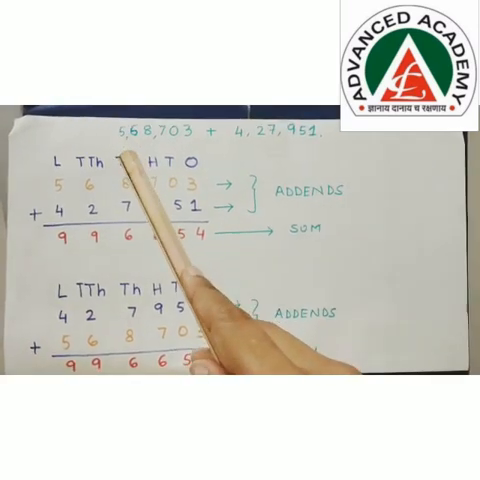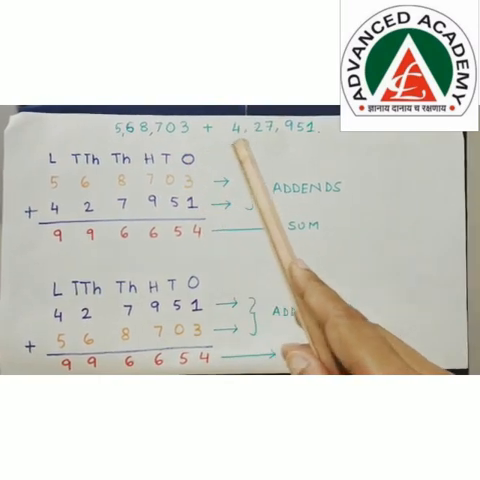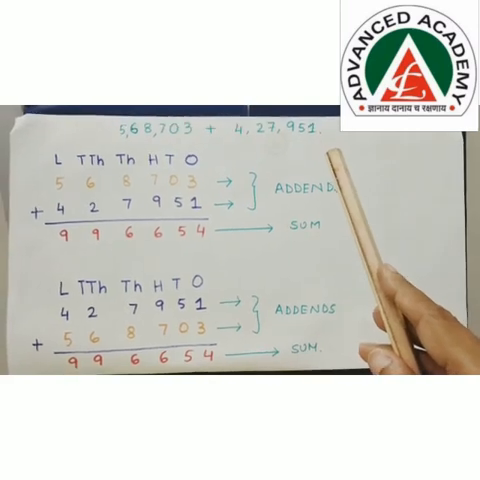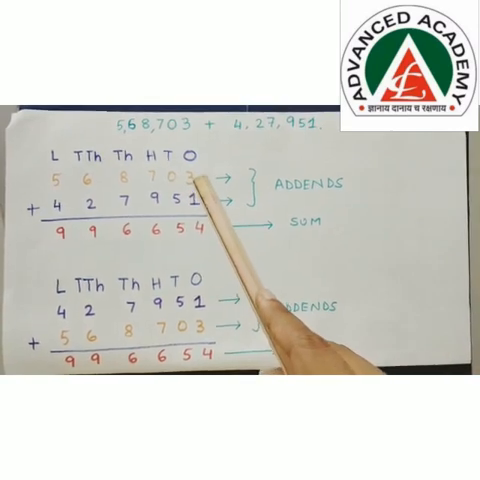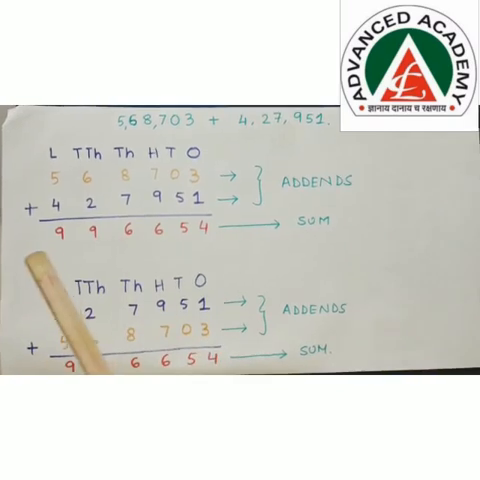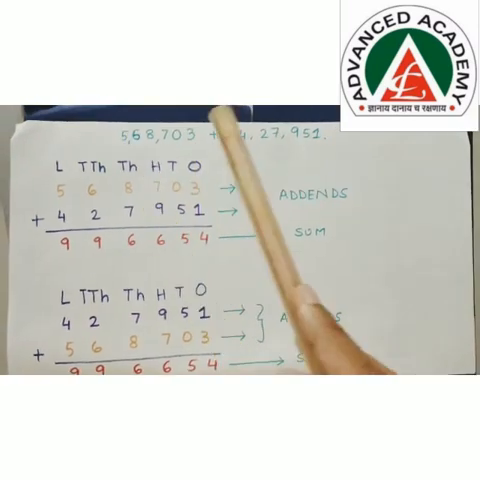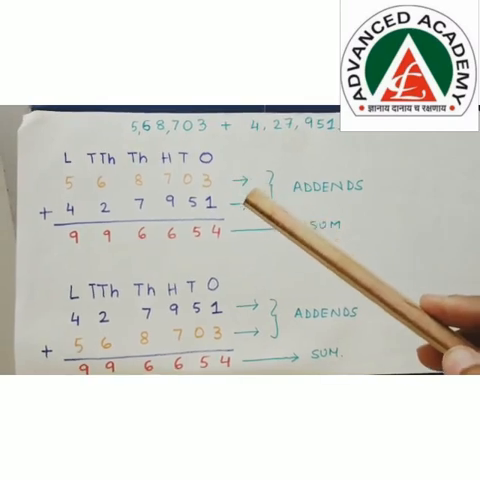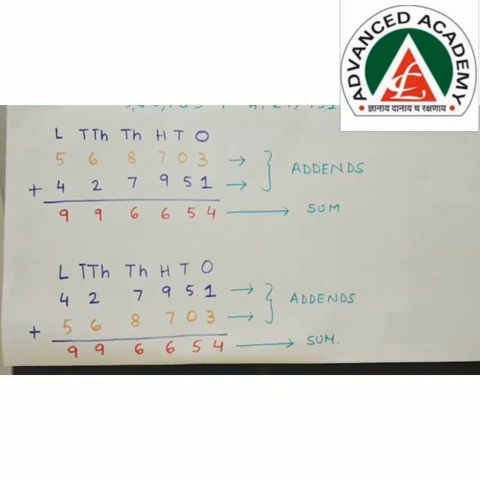Now let's take this example. 5,68,703, 4,27,951. If we place 5,68,703 at the top or at the bottom, the sum will never change. We can place both the addends in any order, either top or bottom. Their sum will never change.